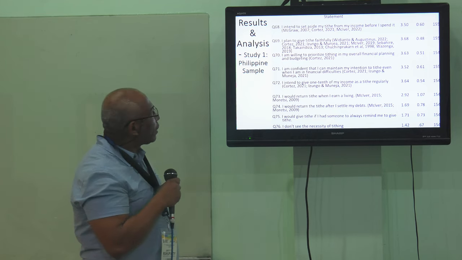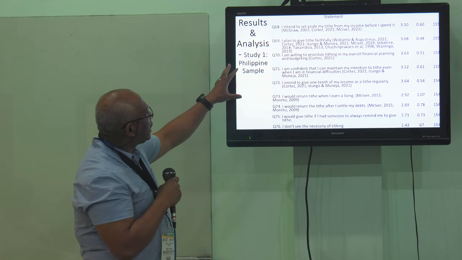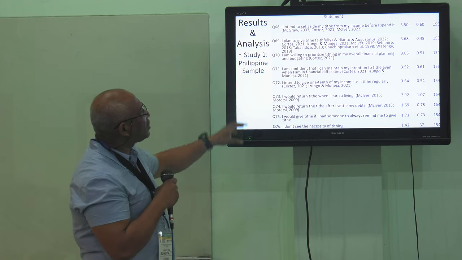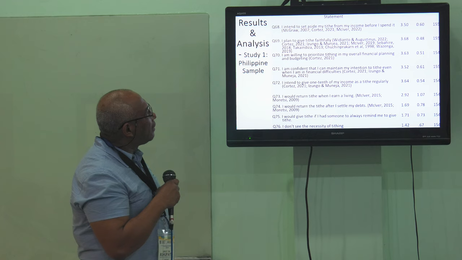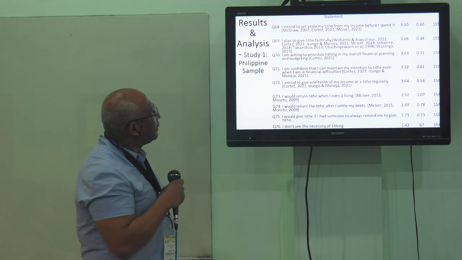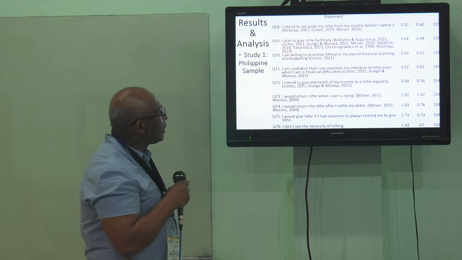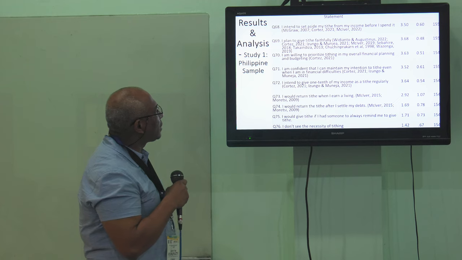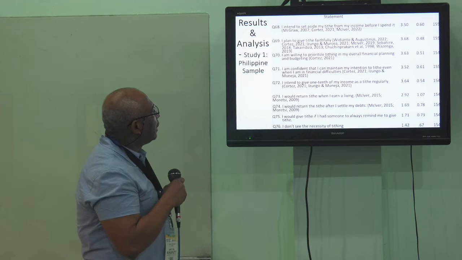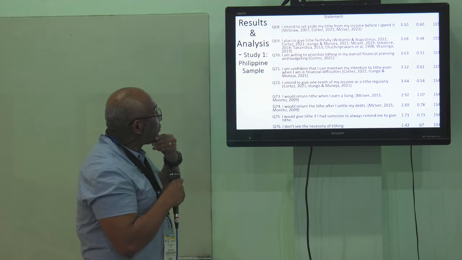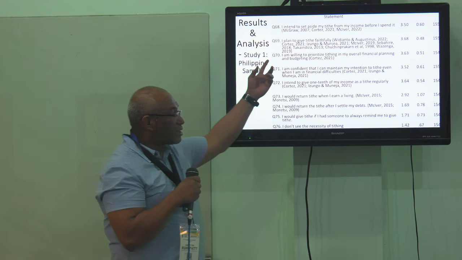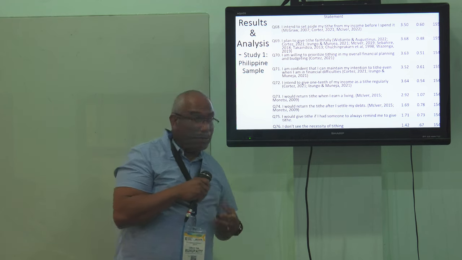I will just go very quickly with this. The first one, intention to set aside tithe from my income before I spend it. And you can see there some of the sources, how we developed that question item, why did we include that. Another is, I plan to give tithe faithfully. So really this captures the spiritual commitment element.